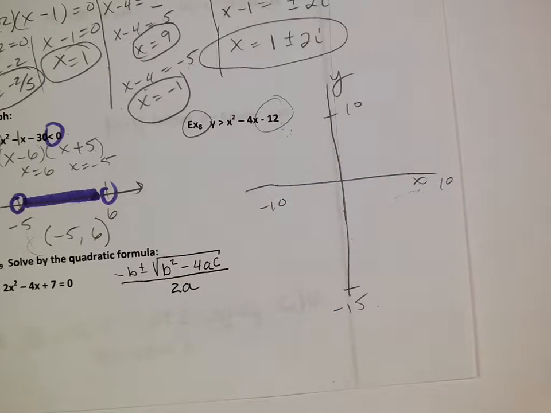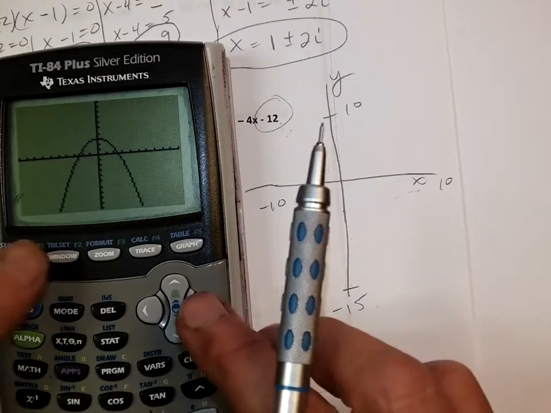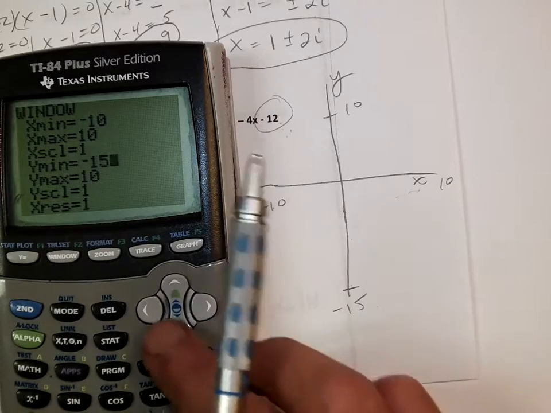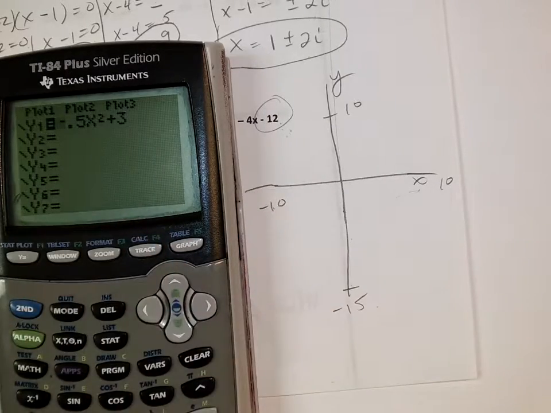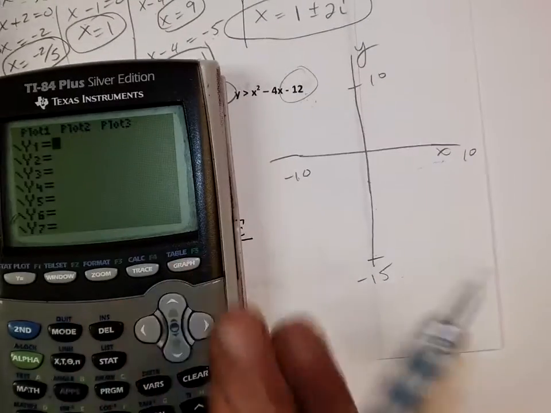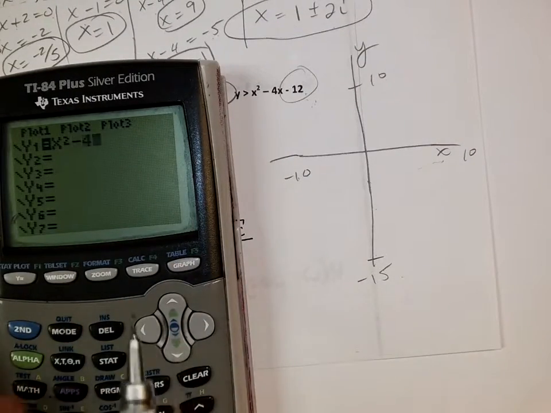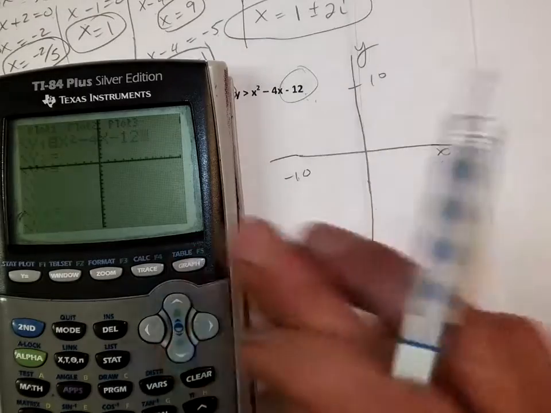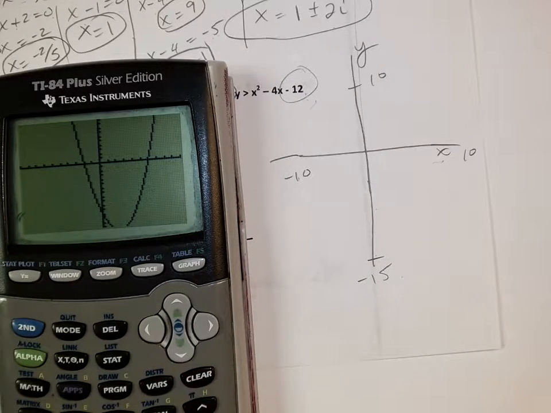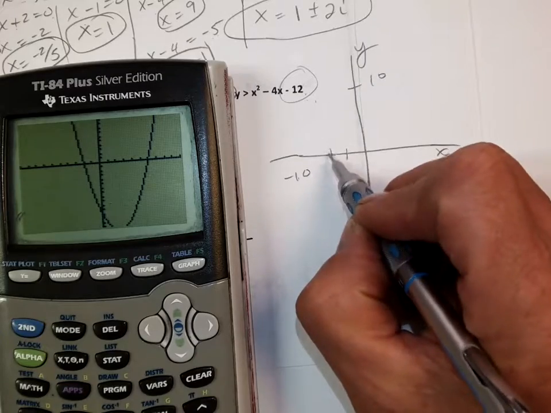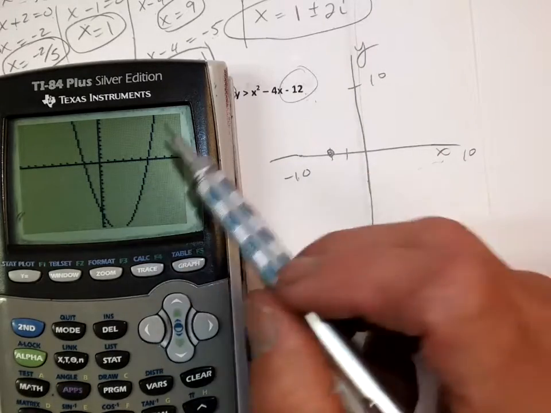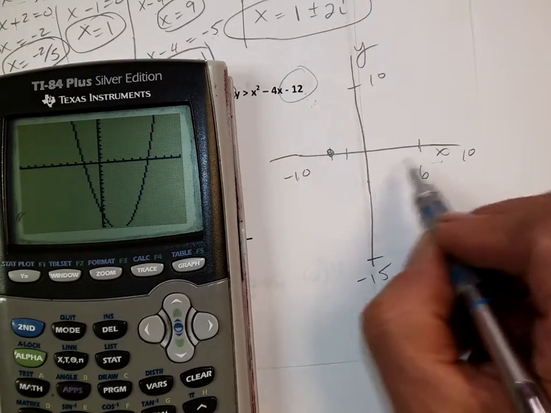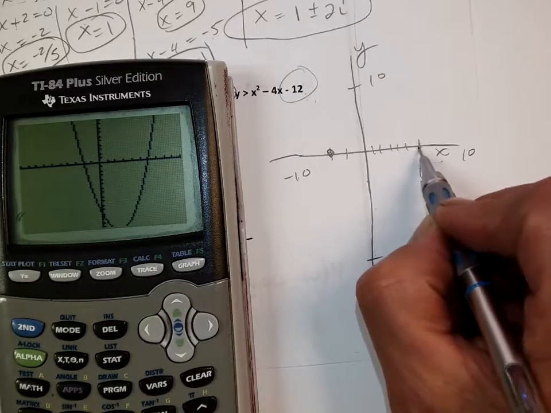So then I'm going to go ahead and get my calculator out. Fix my window first, -10 to 10. I'm going to go -15 to 10. Y equals, and then I'll put in my x squared, subtract 4x, subtract 12. I'm going to graph it. Alright, nice, there it is. So I do know it goes through 1, 2, I can see that from the calculator, right? Oh, 1, 2, 3, 4, 5, 6.